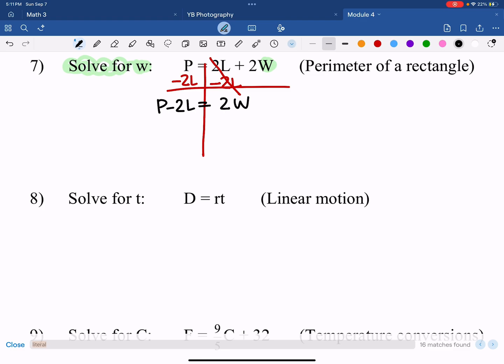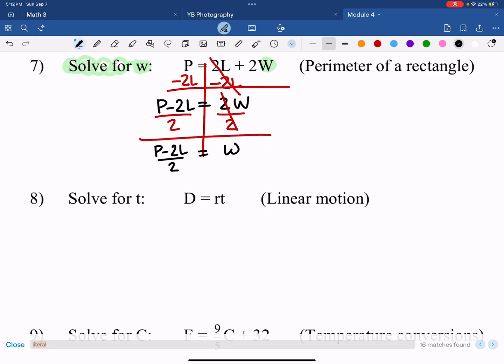Once I've done that, the last thing I need to do here is get rid of the coefficient 2. Again, if you have that coefficient, that means it is multiplying your value W. So to get rid of the 2, I'm going to go ahead and divide both sides by 2. Those 2 will cancel. I'm left with that W on that side, which is what I wanted. And on the other, I am left with P minus 2L over 2.